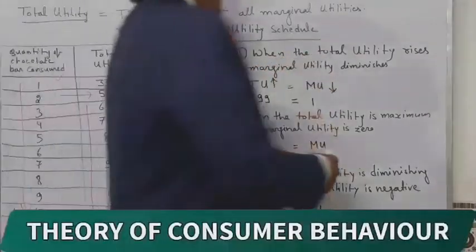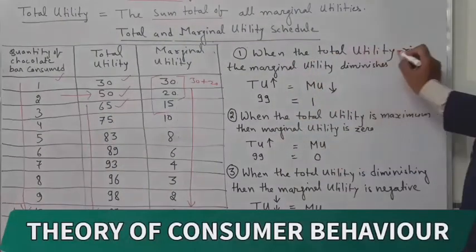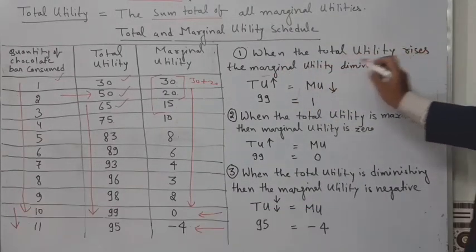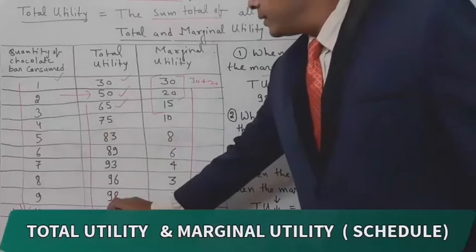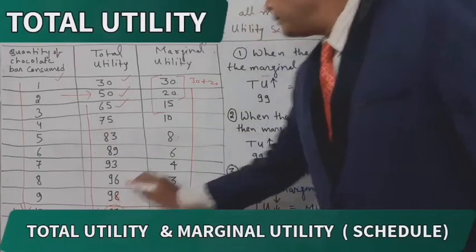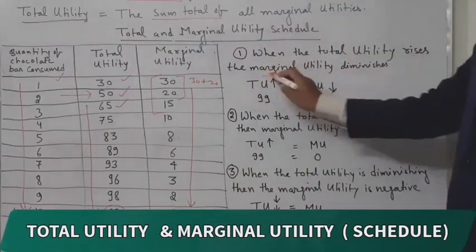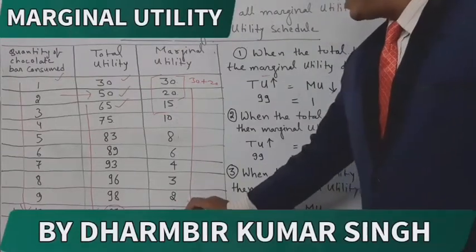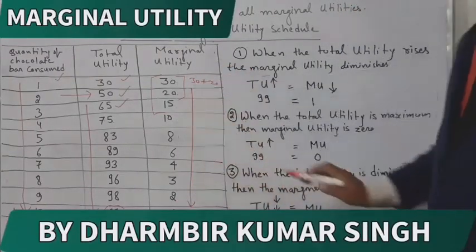When the total utility rises, the marginal utility diminishes. Total utility here rises up to 99. When the total utility rises, the marginal utility diminishes. This is marginal utility.